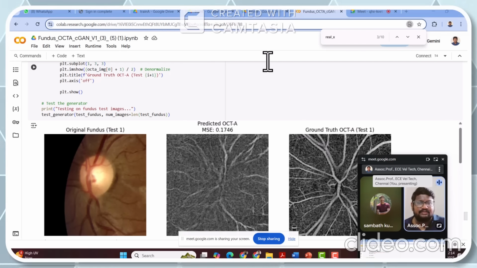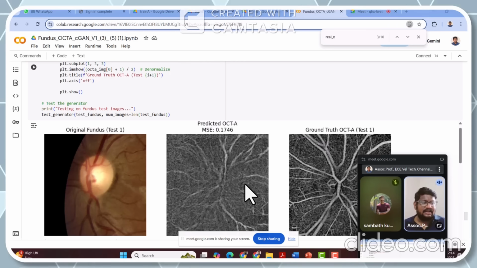This much our algorithm is able to identify. What is the difference in the prediction? That is estimated as the mean square error. 0.17 is the mean square error. In that case, our algorithm is able to replicate up to 83 percent of the synthesized OCTA images.